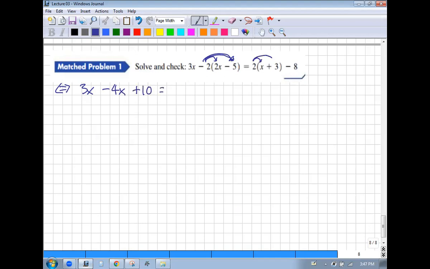This guy we need to distribute. 2 times x is 2x. And then 2 times 3 is 6. And then we have a minus 8 hanging out. Okay. So now let's collect like terms. We could put these together. 3x minus 4x is a negative x. And over here, we still have our 2x, but we can combine these. 6 minus 8 is a minus 2.